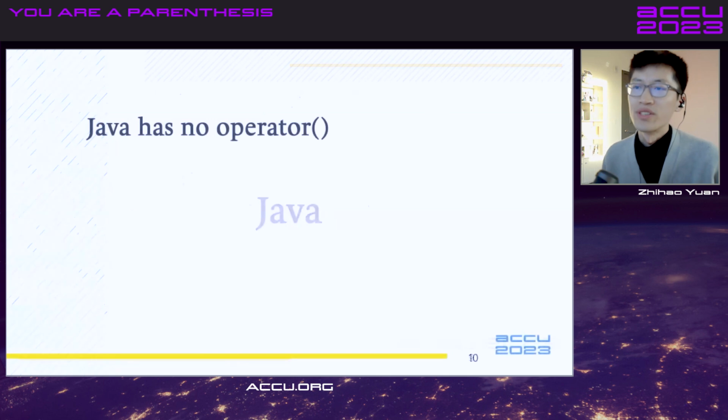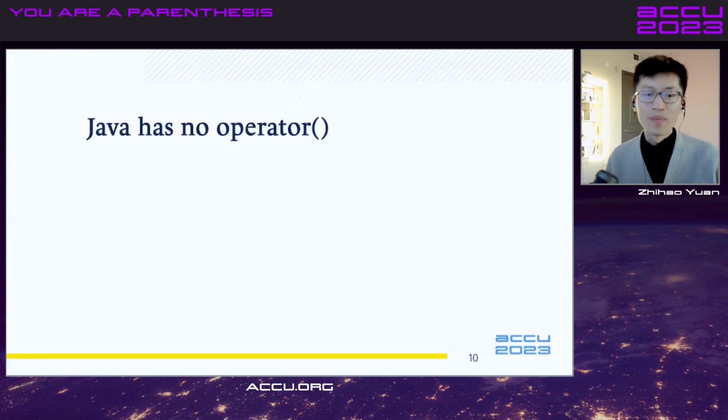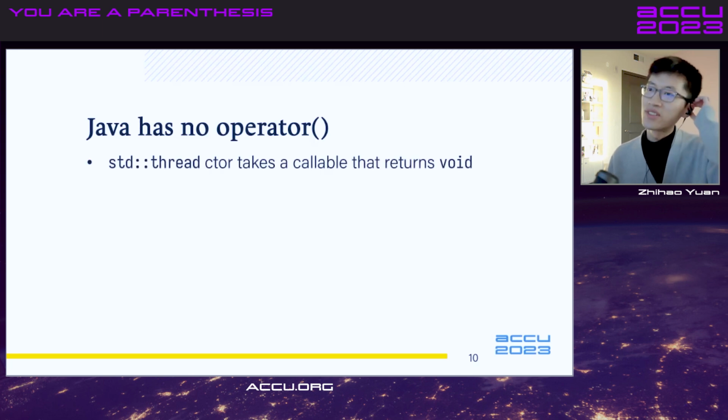So let's start with Java. By the way, of the first three languages that I want to talk about, none of them really has operator parentheses, and Java is a very typical one. But when you think about it, if nothing is callable in Java, then how does Java support thread? Thread obviously requires a function, right? A customized function to start the whole thread.